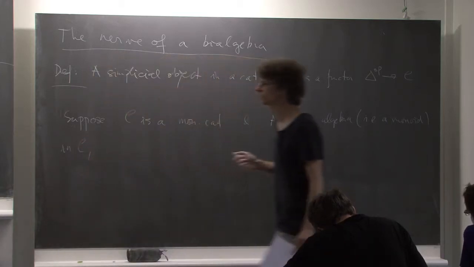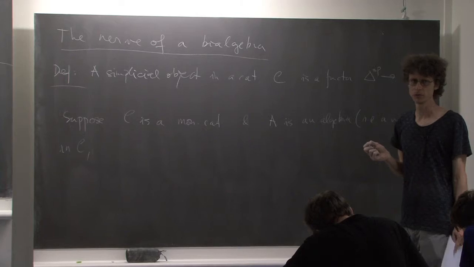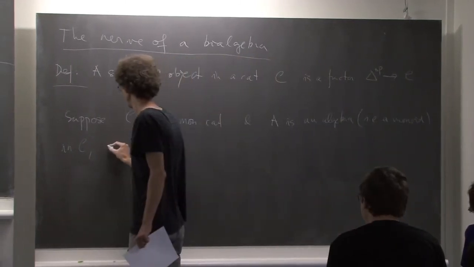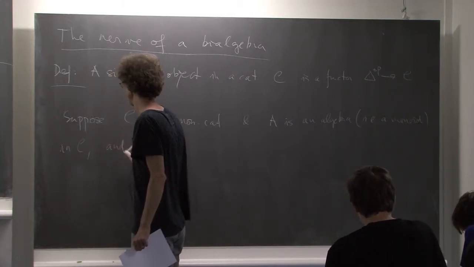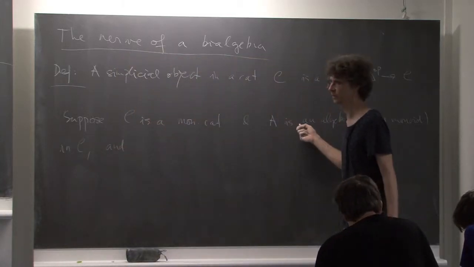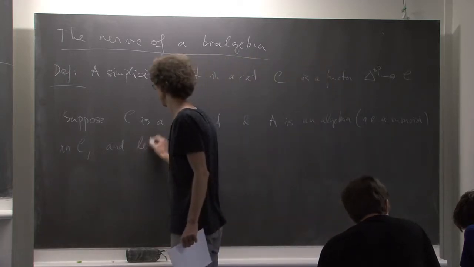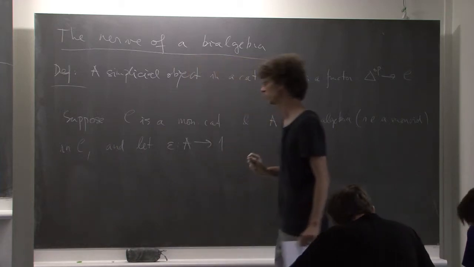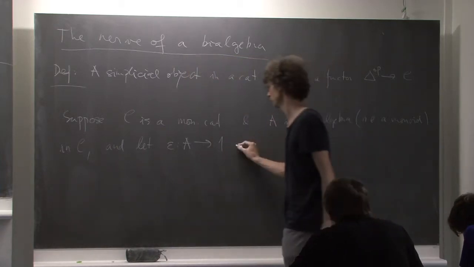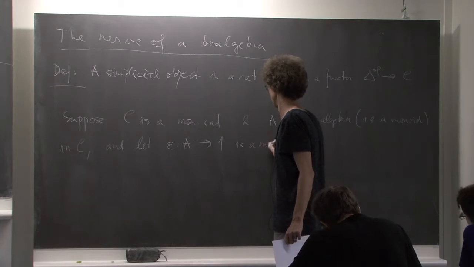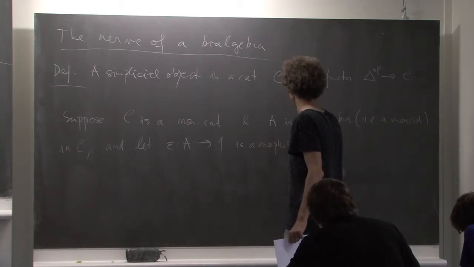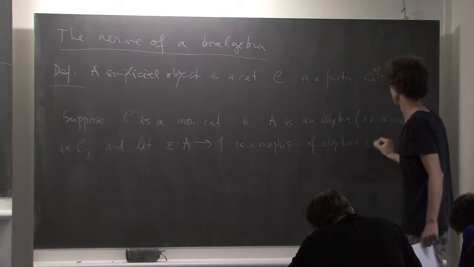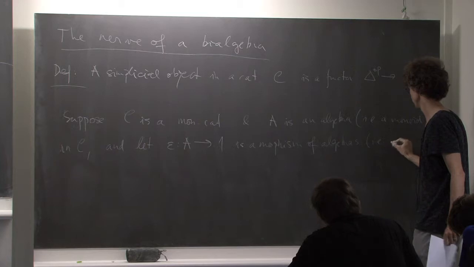In C, that's not quite enough to construct a nerve. We need a little bit more. We just need to suppose that this algebra is augmented. So there is an epsilon going from A to 1, which is a morphism of algebras, what is called an augmentation.